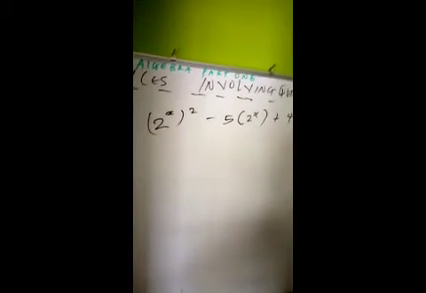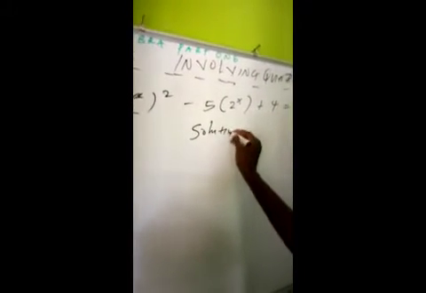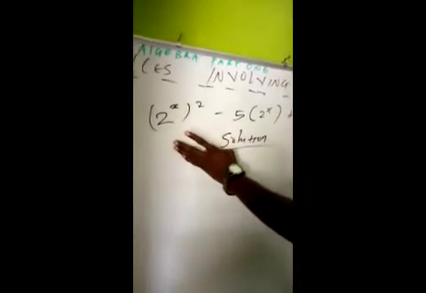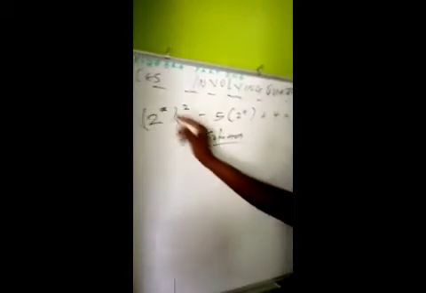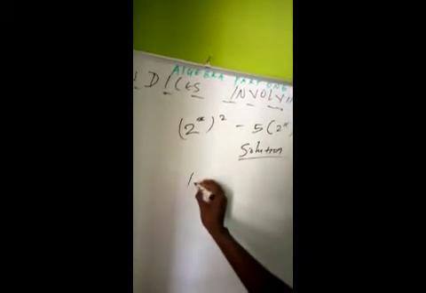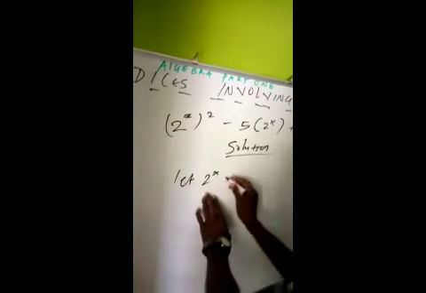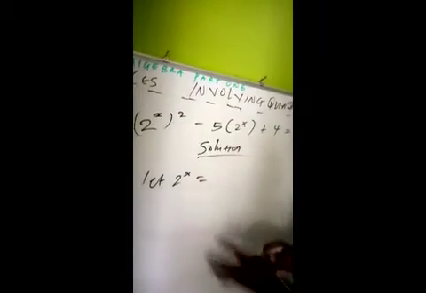Then from this point now, I will write what? Solution. You write solution first from this point. So when you have a solution now, we have to balance it to be in quadratic form. So how can you do that now? I can say, let 2 raised to power s represent any alphabet. Okay, I will say let 2 raised to power s represent a.